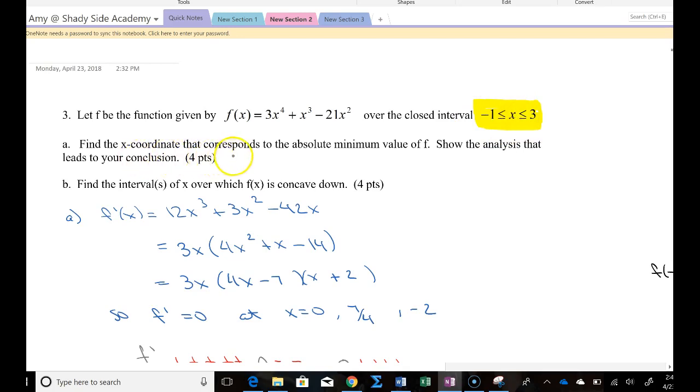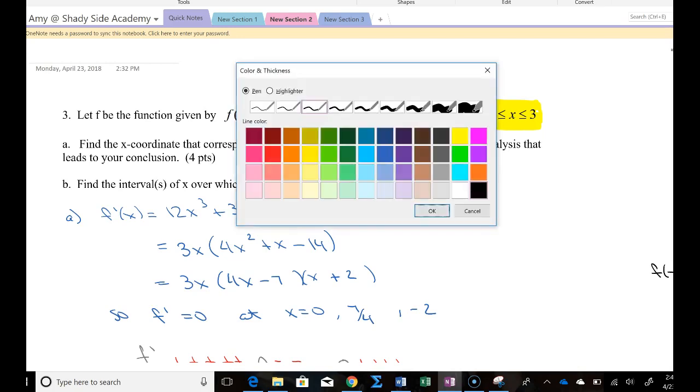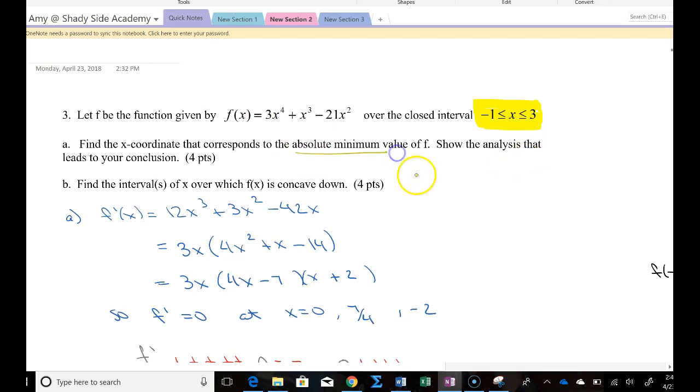So part A, find the x-coordinate that corresponds to the absolute minimum value of f of x. Okay, and that's going to be important. Show the analysis that leads to your conclusion. So the first thing I did here was I found f prime of x, and this is where many of you lost your way. In the course of finding where f prime of x will equal 0, many of you got stumped here.